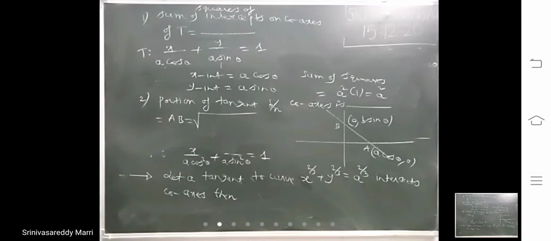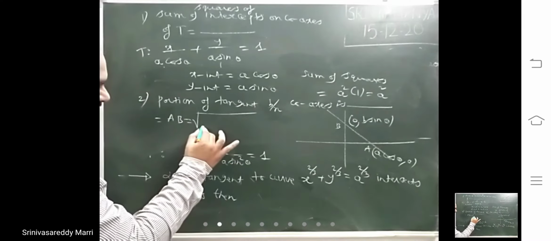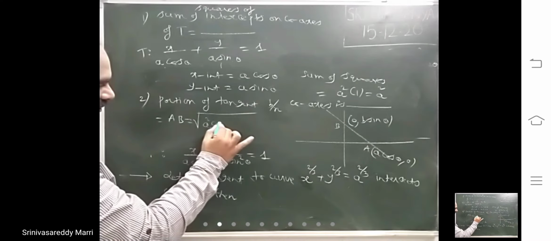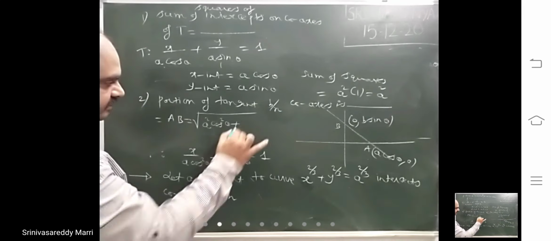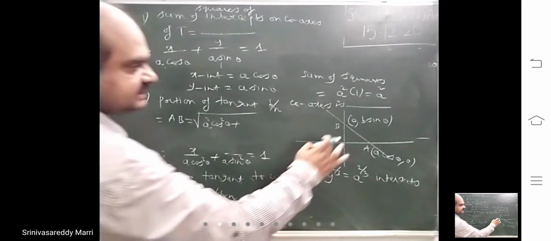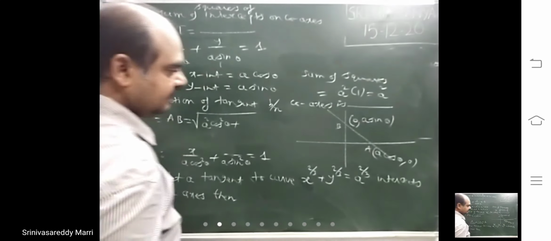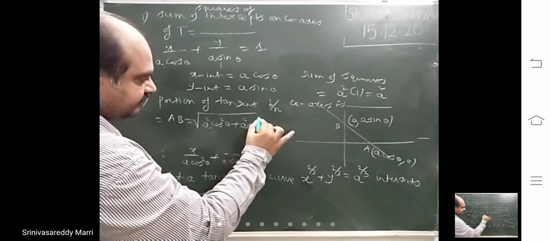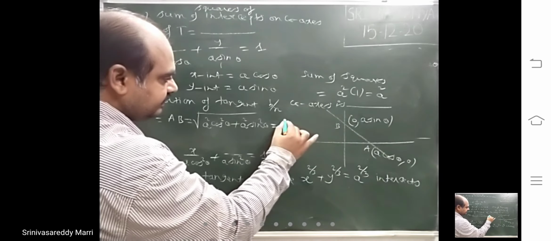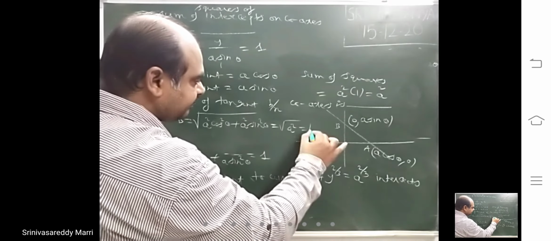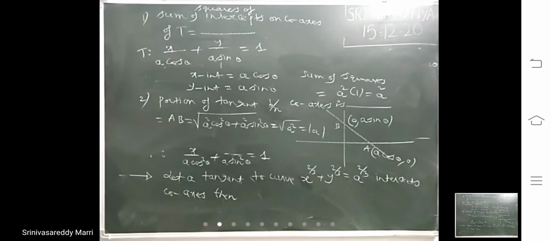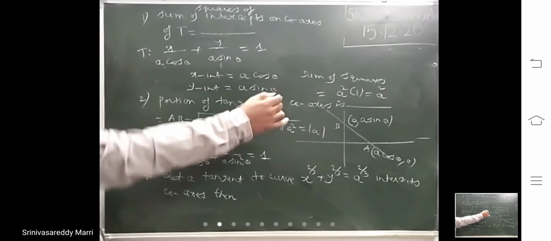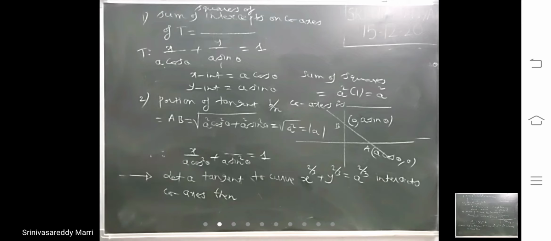Root of A cos theta minus 0 whole square, that means A square cos square theta plus A square sin square theta. That means root of A square, that means modulus A, such that the AB length will be positive. That is the answer: modulus A. Like that, if you remember this one, you can easily calculate. Tangent equation, you remember that.